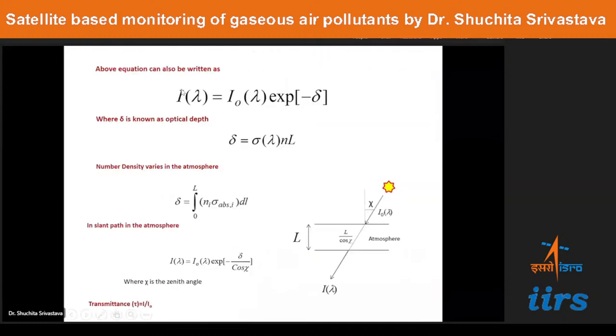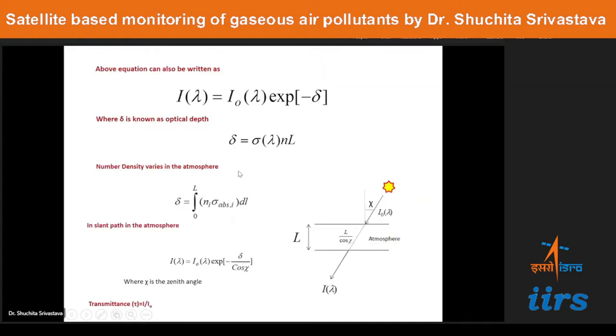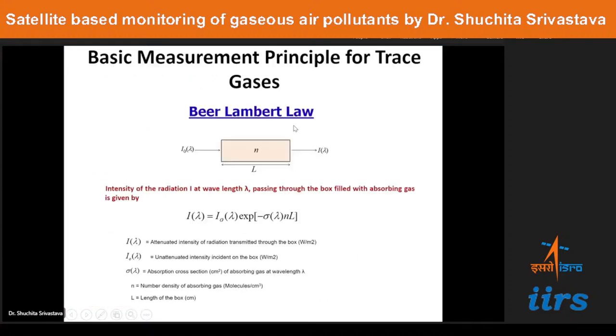Now we can write this equation as I lambda is equal to I0 lambda exponential minus delta, where delta is known as optical depth and it is equal to sigma lambda times the number density of the absorbing gas times L, where L is the length of the absorbing cell. Now this is the laboratory demonstration where there is a box, and in this box we have filled the absorbing gas.